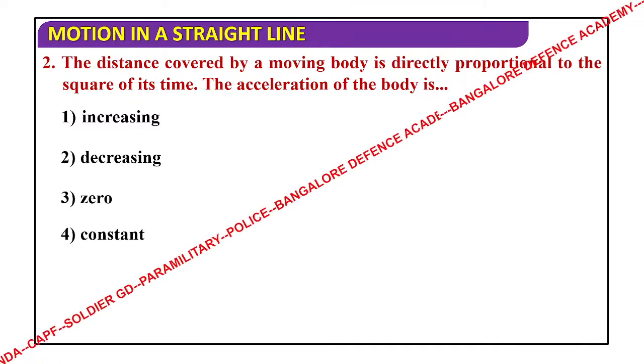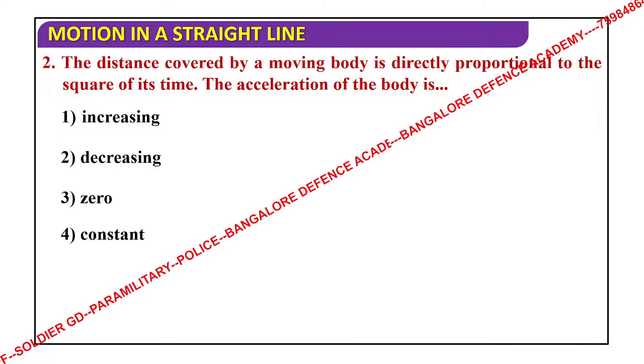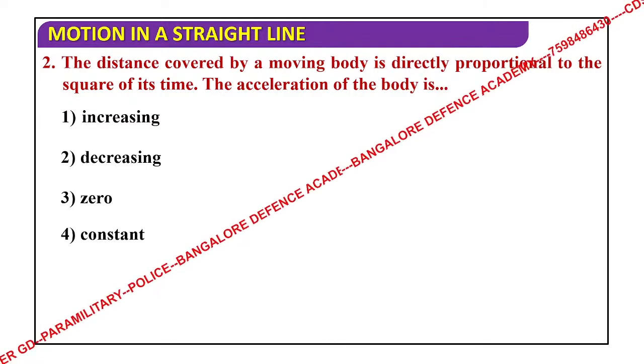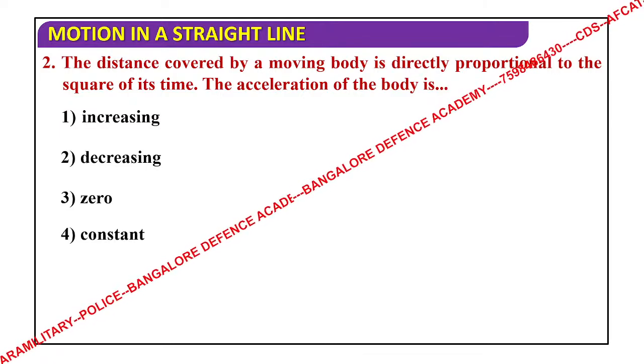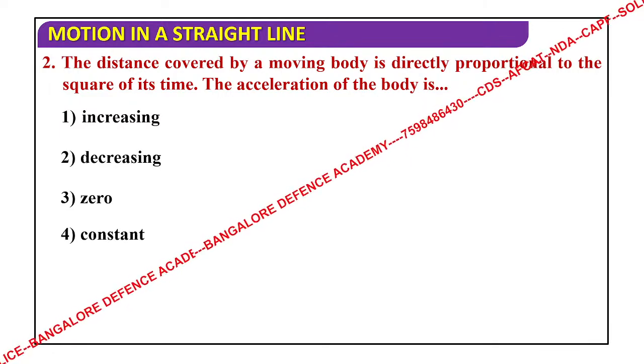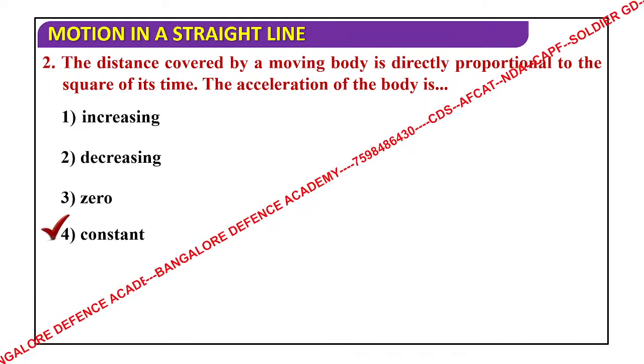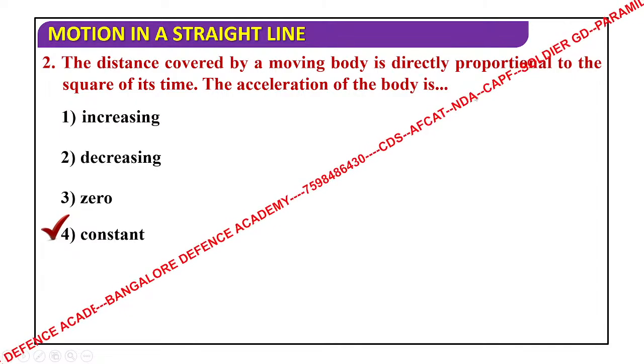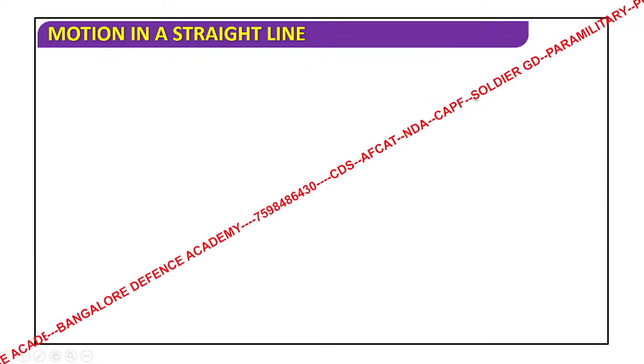So look at this. The distance covered by a moving object is directly proportional to the square of its time. So as the time increases, the distance also increases. So what happens? The acceleration of the body is constant. That means it is at uniform acceleration.